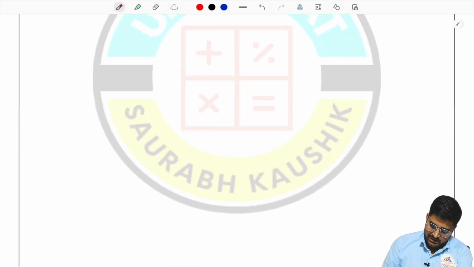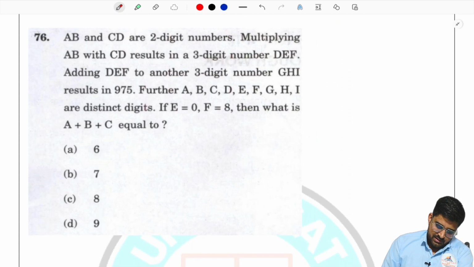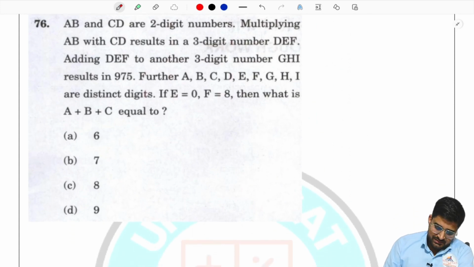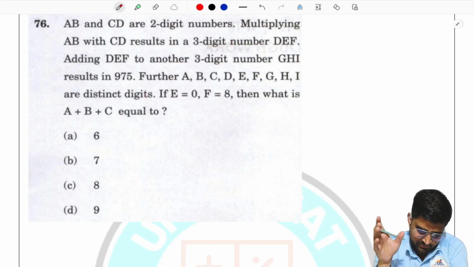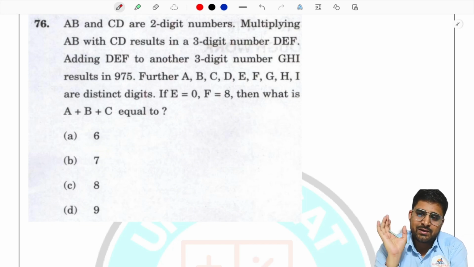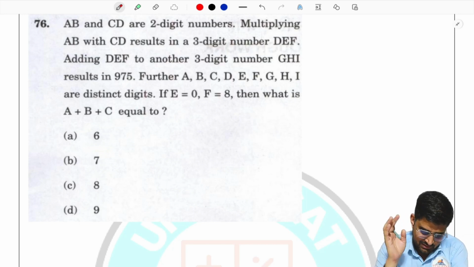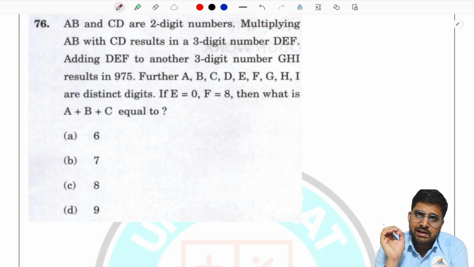Last question of the day, and a very good question. Basically this question is like a puzzle. So in the examination, if you have time, when you have attempted all the questions, then only try to attempt this question. Otherwise, leave this question. This is a dangerous question.